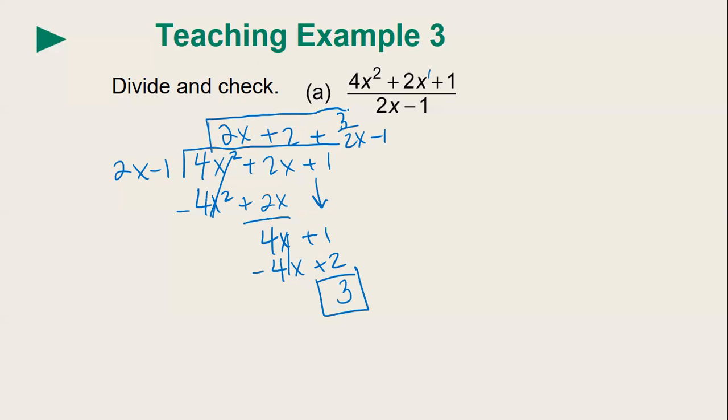The front one is always going to cancel out. Yes, that's the goal. The goal is to get rid of the leading term. And you always put that remainder over the divisor.